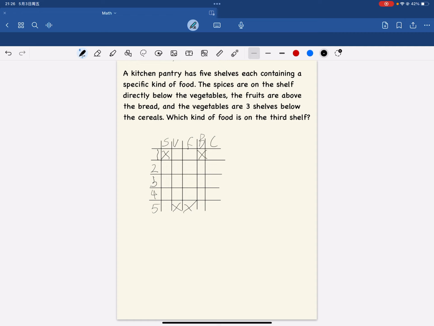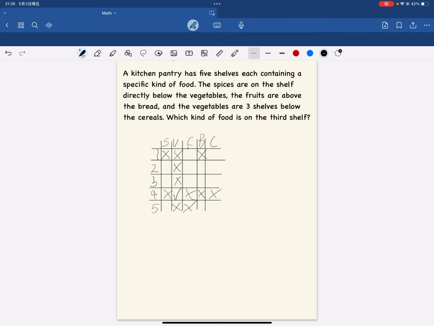It also says that the vegetables are 3 shelves below the cereals. So then the vegetables can't be on the first layer, can't be on the second layer, and can't be on the third layer, and it can't be on the last layer, so it has to be on the 4th layer. Now we cross out everything else on the 4th layer so that nothing else could be on the 4th layer.